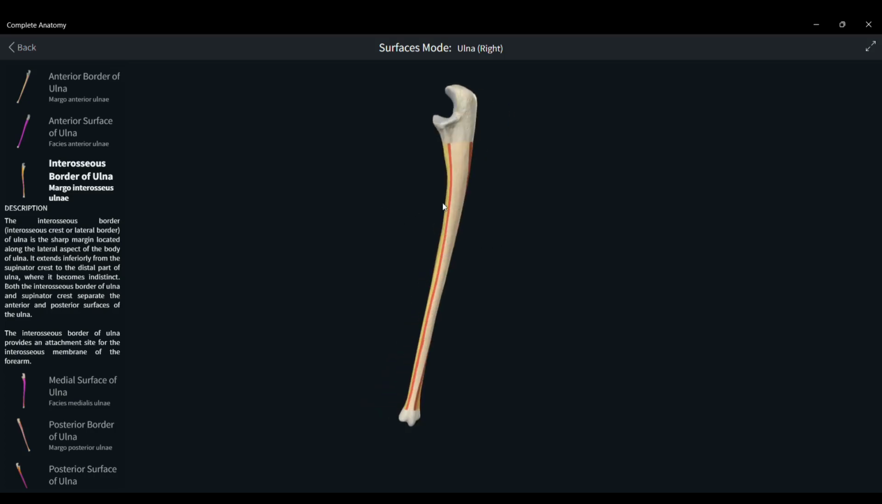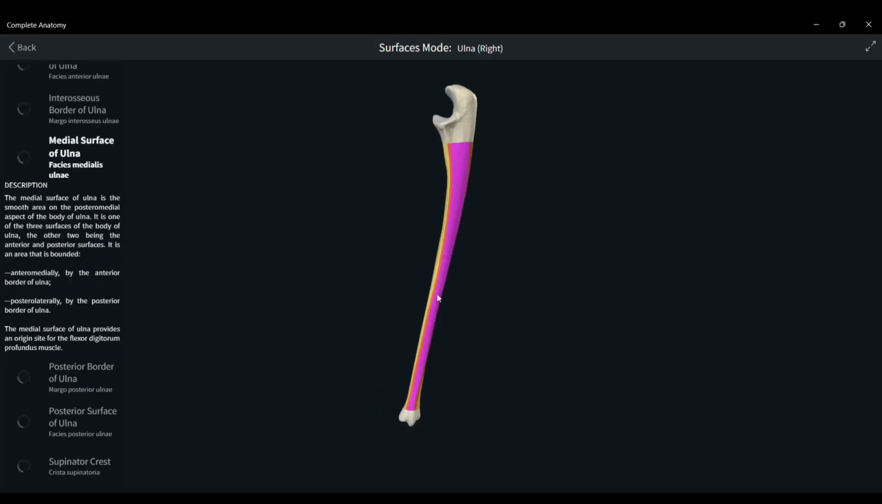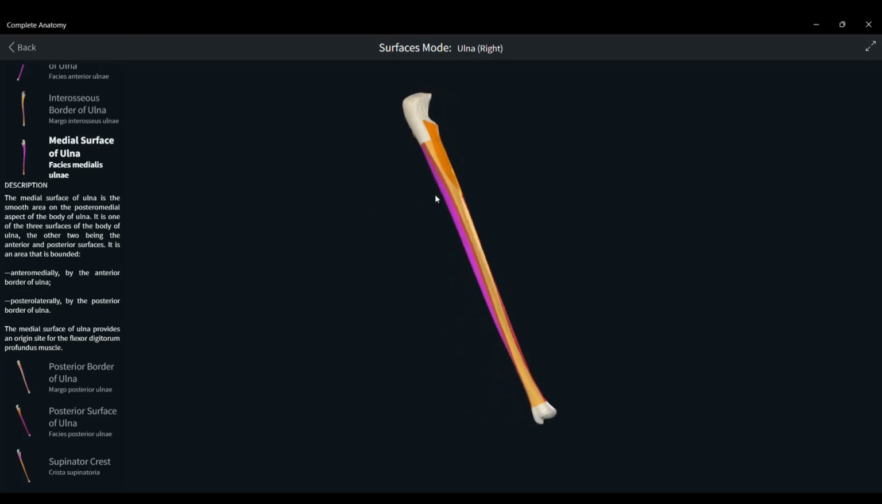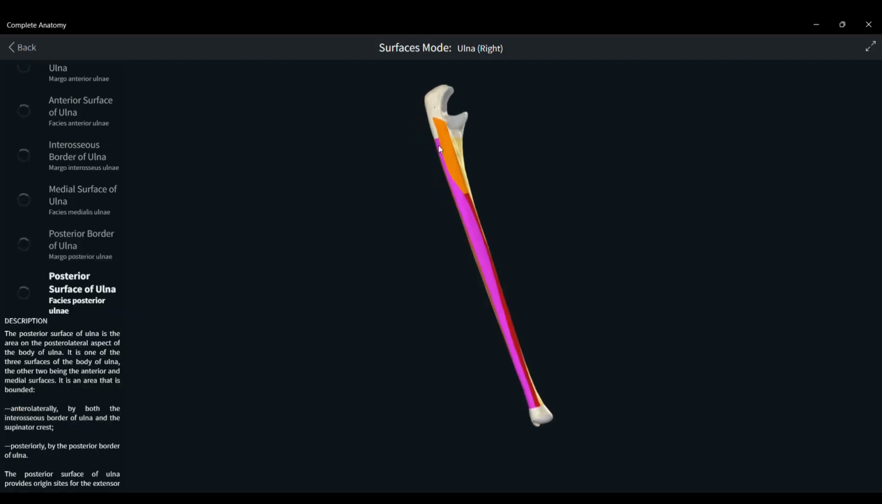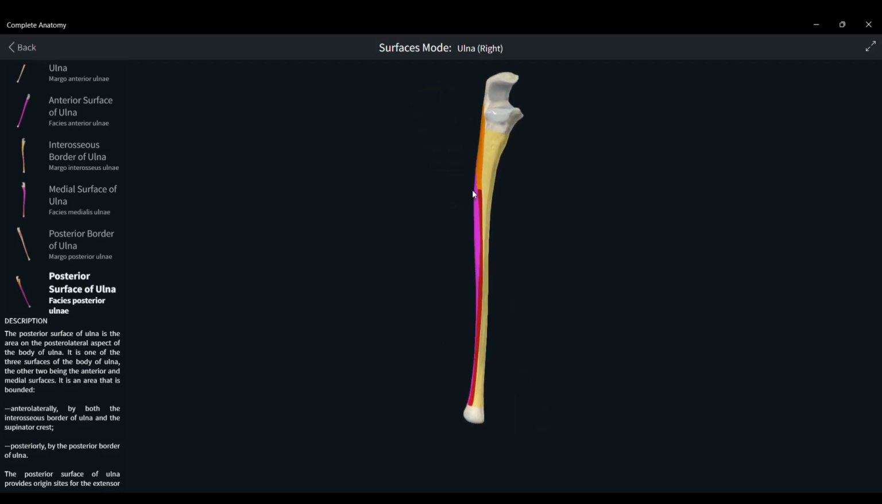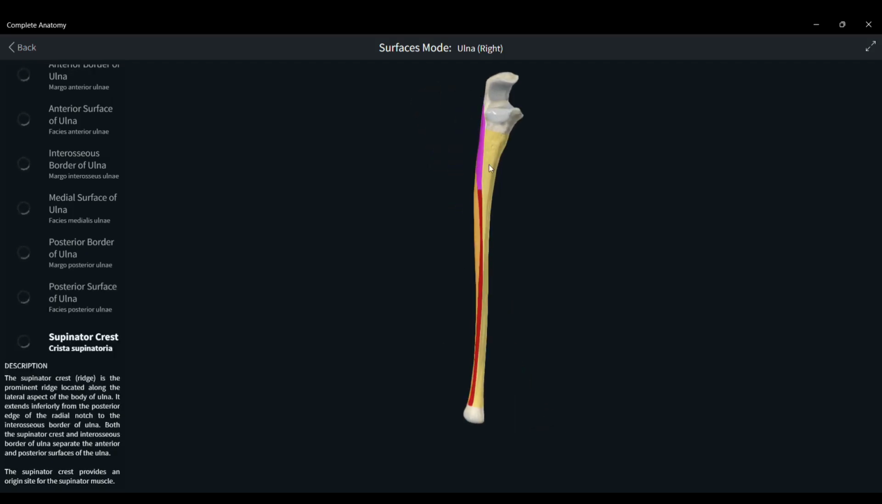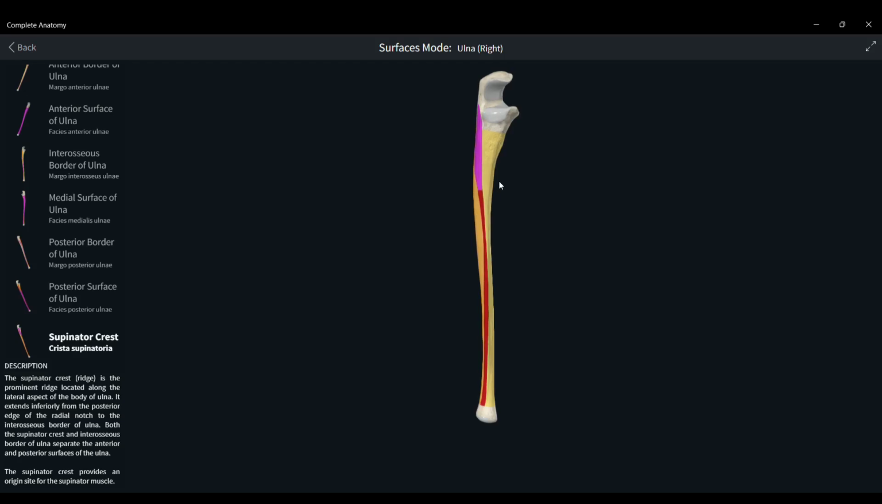On the inner side runs the facies medialis ulnae, while posteriorly we find the margo posterior ulnae, a ridge that can be palpated clearly along the whole forearm. The large continuous posterior area is the facies posterior ulnae. Here the tendons of the posterior muscle compartment lie, and some of the extensor muscles also take their origin from this surface. Proximally, on the lateral surface, runs a sharp ridge over a shorter distance, the crista supinatoris. This provides the strong attachment site for the supinator muscle.